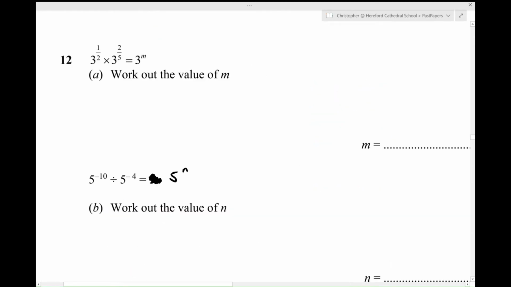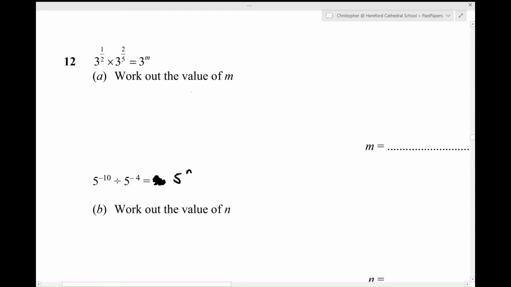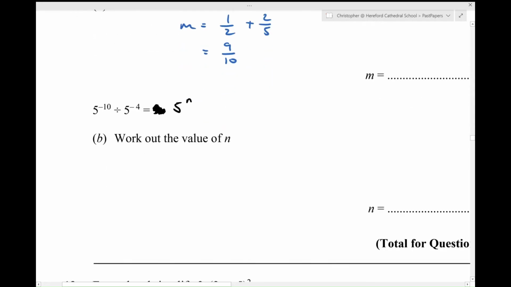Question 12 is all about indices or powers and the laws of indices, but it has a misprint in the second part, so I've corrected the question paper in my black ink there. Let's have a look at 12a. I know when I multiply expressions in the same base, then I add the powers, I add the indices. So m is going to be a half plus 2/5. Well, a half plus 2/5 is 9/10. So m is 9/10.